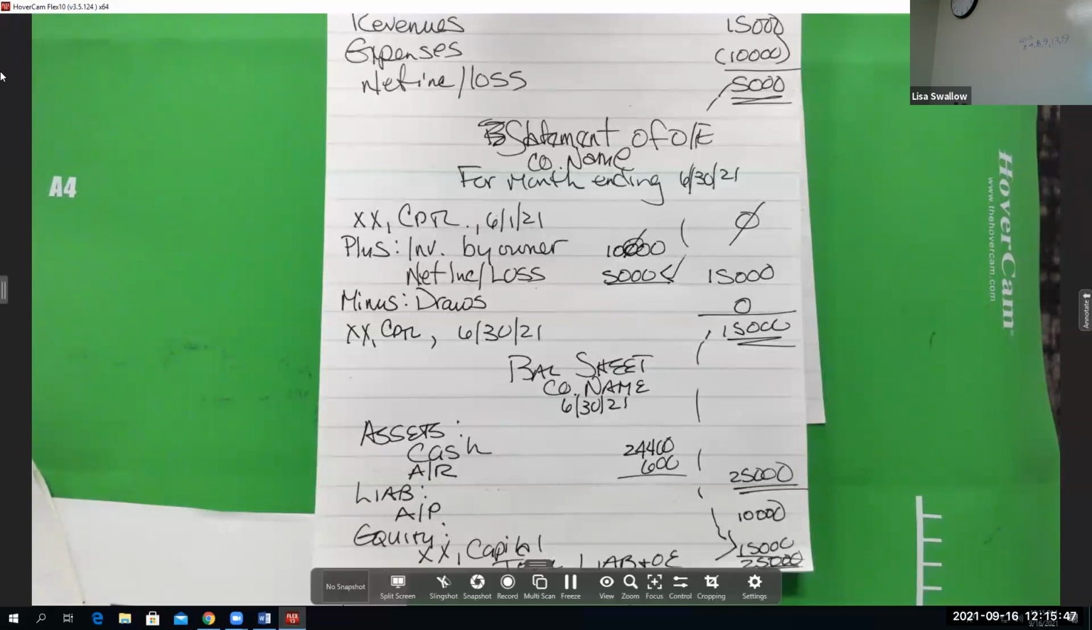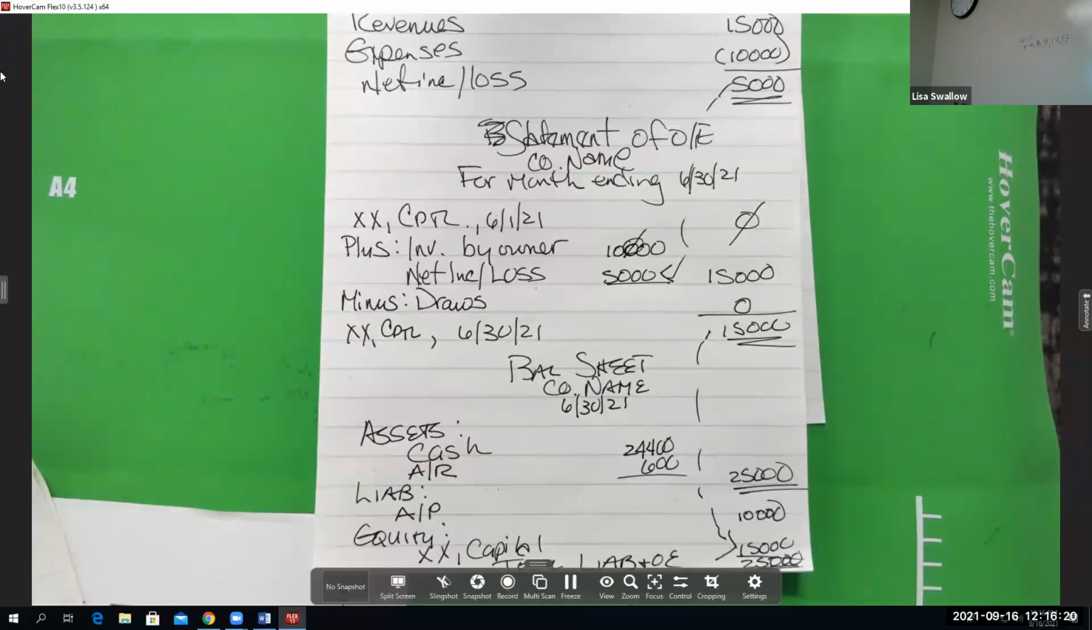So assets plus accounts receivable equal liabilities plus owner's capital. And plus revenue minus expense is what? Net income or loss. Revenues minus expenses is your what? Net income or loss.